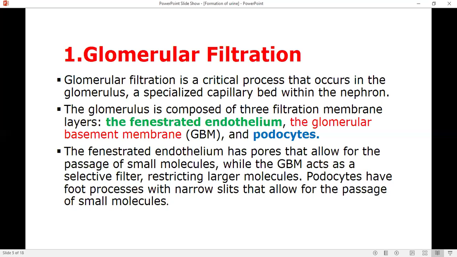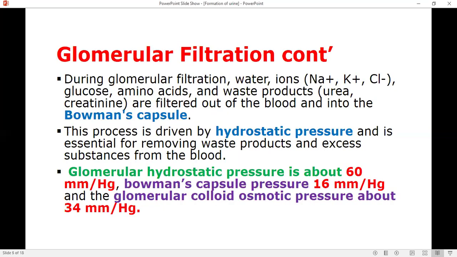What substances exactly? During glomerular filtration, water and some ions like sodium, potassium, and chloride, glucose, amino acids, and waste products like urea and creatinine are filtered out of the blood and into the Bowman's capsule. They are being filtered from the blood system going into the Bowman's capsule, which is the nephron tube. Once you mention these substances which have been filtered out, you are already earning marks.